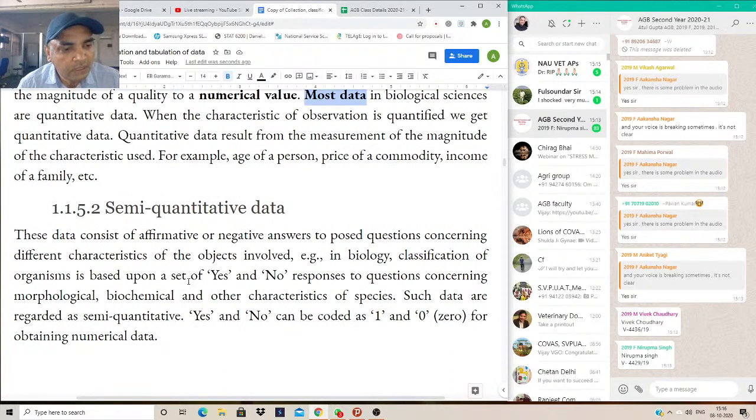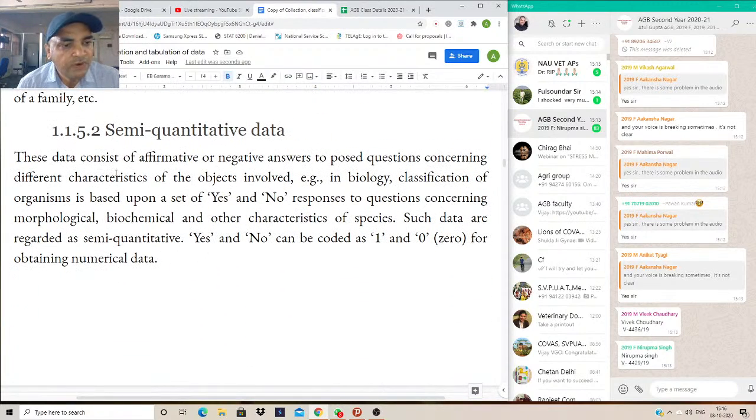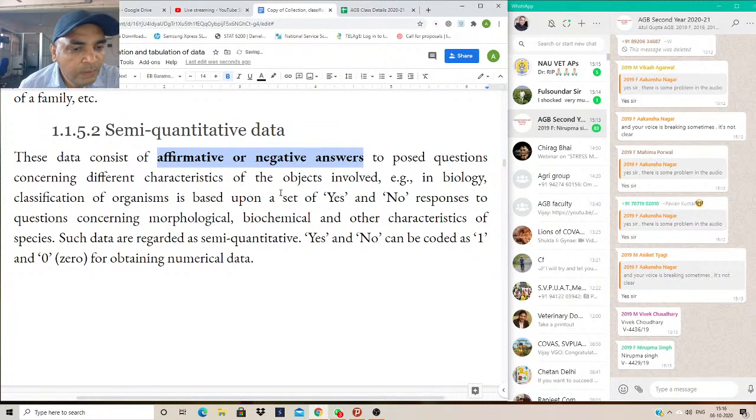Then comes semi-quantitative data. This type of data consists of affirmative or negative answers to posed questions. So in biology, you might encounter classification of organisms based on yes or no, that is, this particular part is present or absent. Such data which can assume two types of answers, present or absent, are said to be semi-quantitative data, and they follow the binomial distribution. This type of distribution we will be studying in our coming classes.